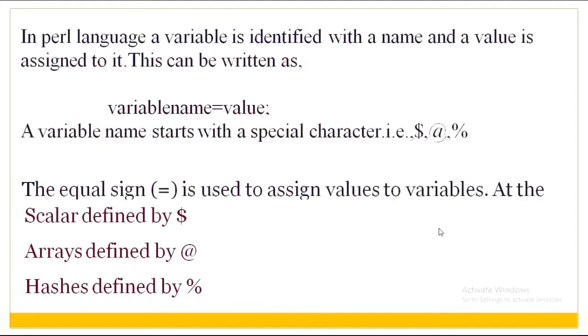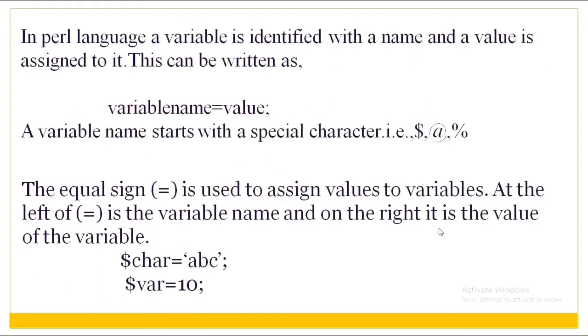Next, in the Perl language, a variable is identified with a name and a value is assigned to it. This can be written as variable name equal to value. This is the syntax for variable declaration, and the declaration ends with a semicolon. A variable name starts with a special character, that is $ symbol, @ or modulo. In this example, the variable declaration starts with the $ symbol, @ symbol or modulo symbol.